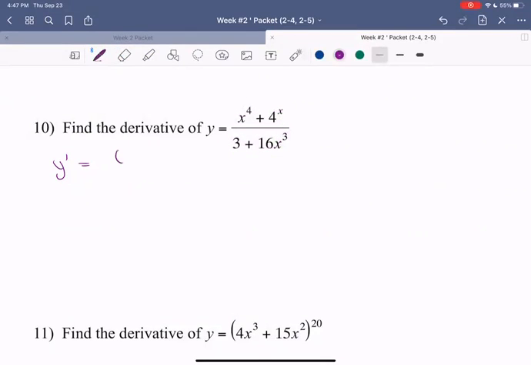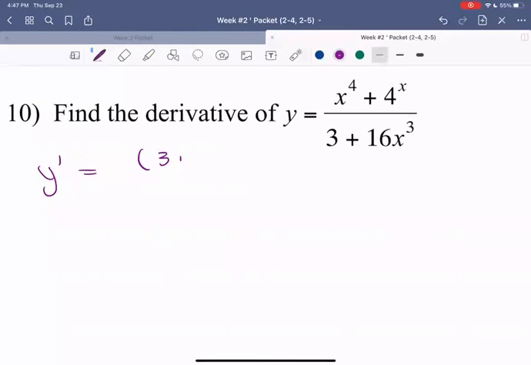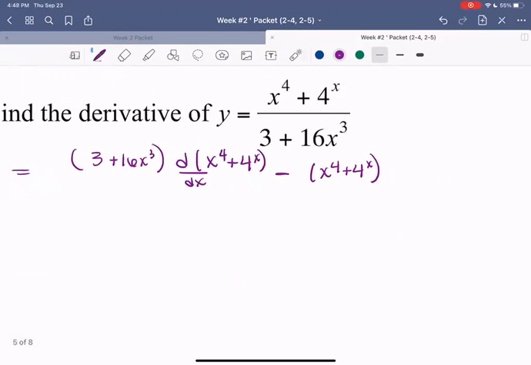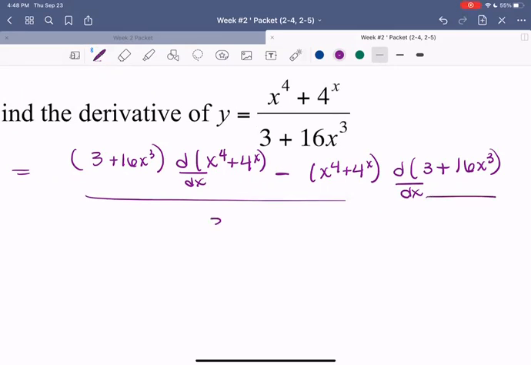Our denominator function is 3 plus 16x cubed, times the derivative of the numerator function, x to the fourth plus 4 to the x, minus the numerator function, x to the fourth plus 4 to the x, times the derivative of the denominator, 3 plus 16x cubed, all over the denominator squared.